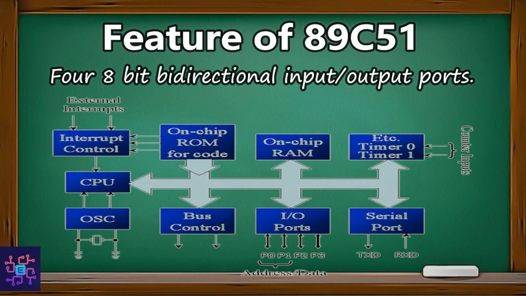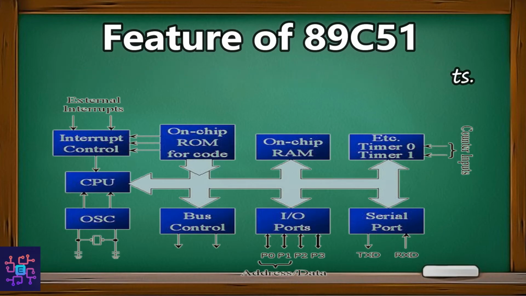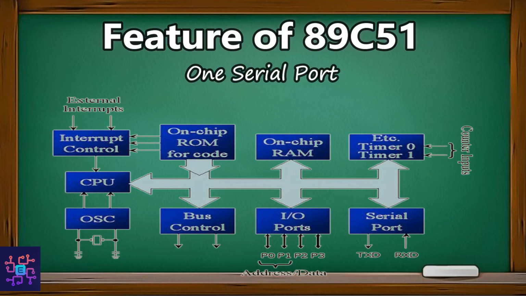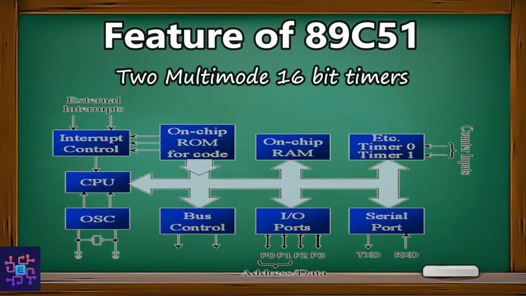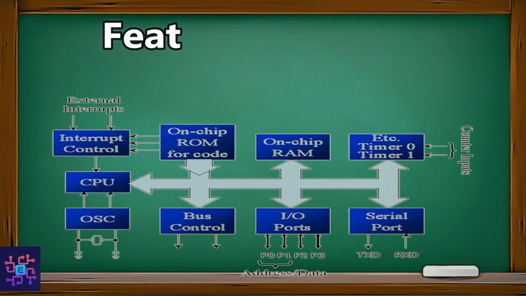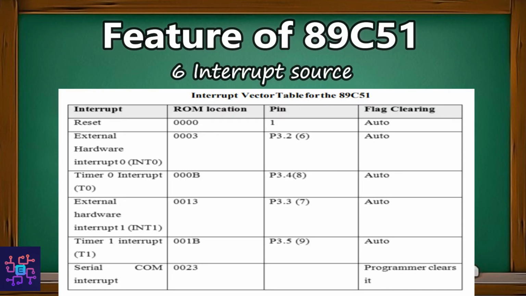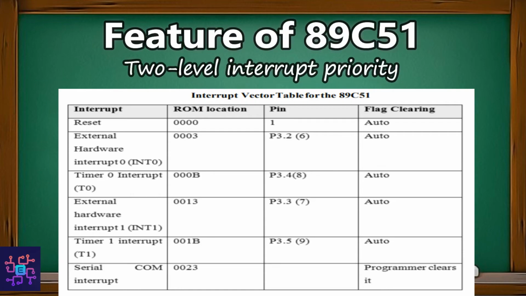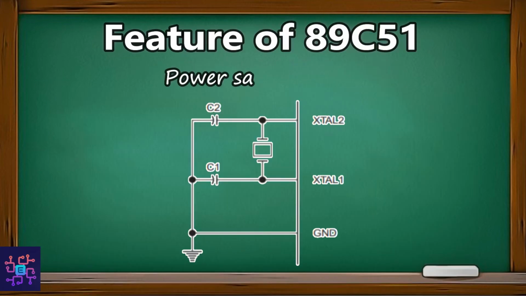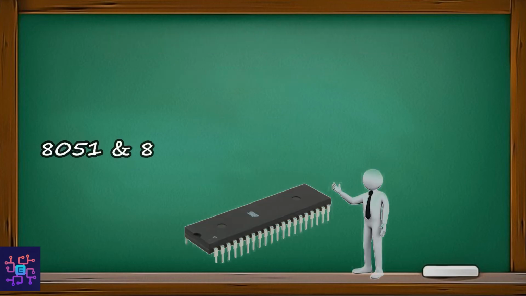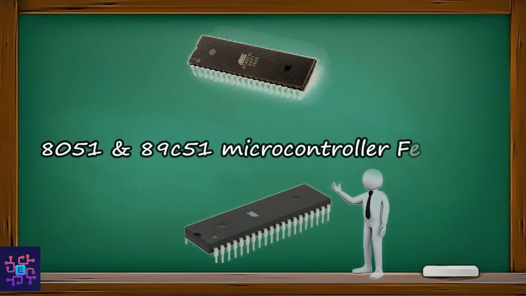Then it has 4 8-bit bidirectional input-output ports, that is 32 programmable input-output lines in total. Then it has a programmable serial port, that is 1 serial port. Then 2 multi-mode 16-bit timers, 6 interrupt sources, 2-level interrupt priorities, and it has power saving mode. So that was all about the features of 8051 and 89C51 microcontrollers. In the latter part of this series, we will be focusing on these two microcontrollers. So do not miss those videos.